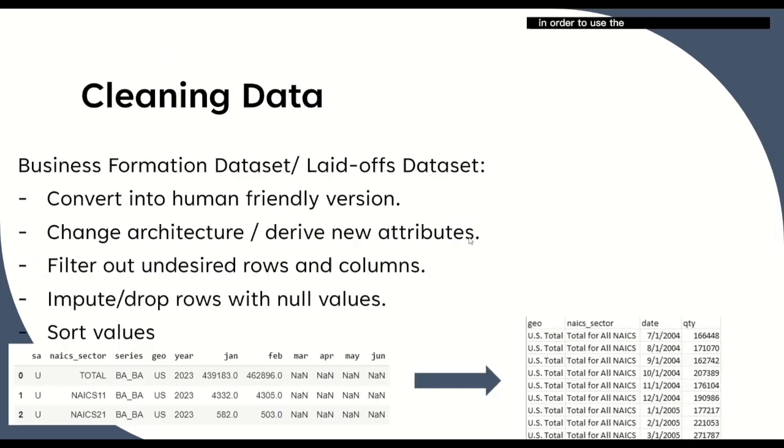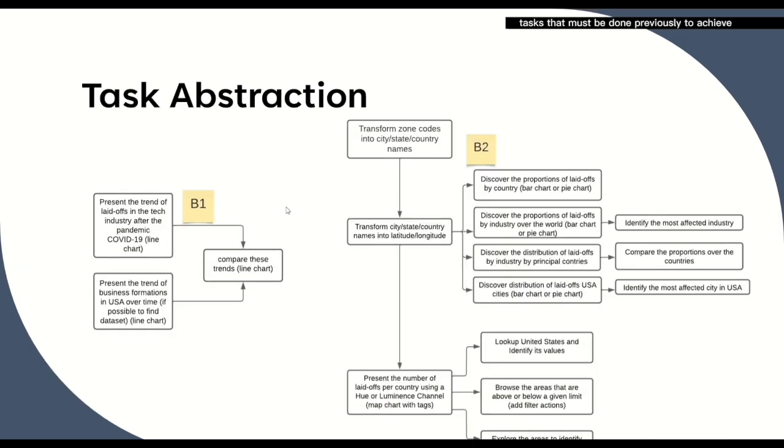In order to use the company information dataset and the technology layoffs dataset, the following tasks were carried out in a Python Notebook. In this example, we show that the architecture of the company information is planned to optimize storage space but makes it difficult to extract data sequentially. That is why the values of the attributes of the months are concatenated in only one single column and then sorted by state. The tasks have been divided into subtasks that must be done previously to achieve the tasks that are located at the right ends of each diagram.